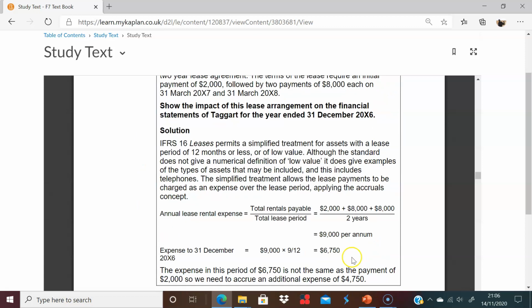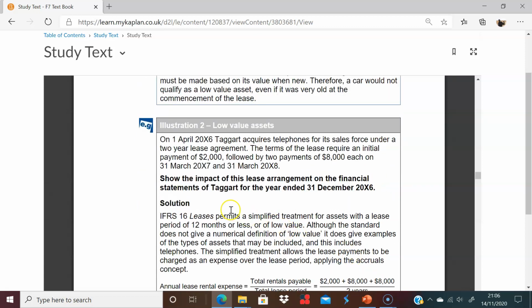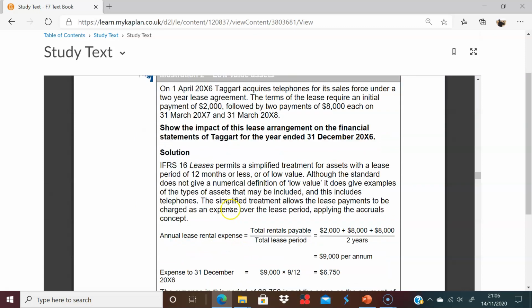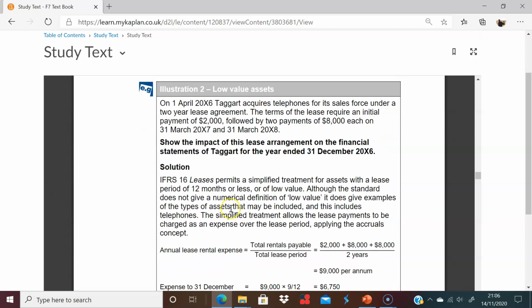This is a good example here, just so you can see it. These people have a 2-year lease on telephones, treating it as a normal expense, and we must accrue evenly. The terms of the lease require an initial payment of 2 grand, followed by 2 payments of 8 grand over the next 2 years. So if I'm treating it as a normal expense, the total rental is 2 plus 8 plus 8 divided by 2 years. So that's 9,000 each year.